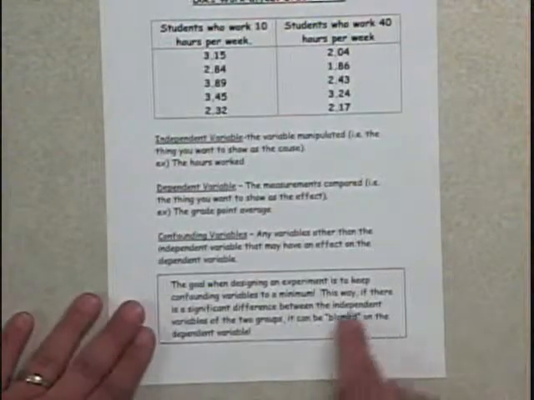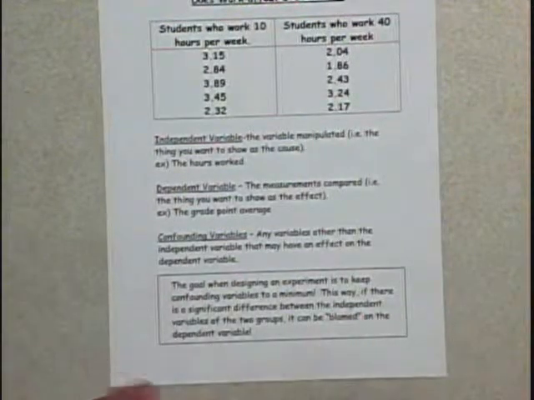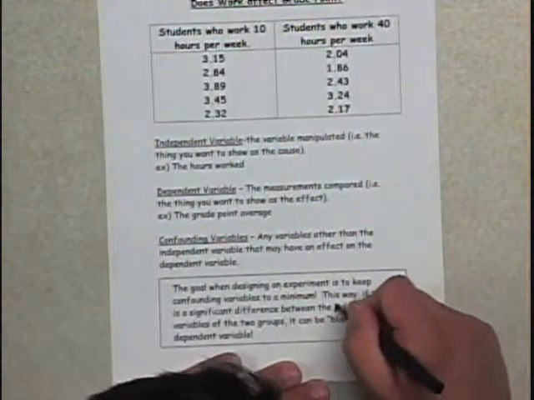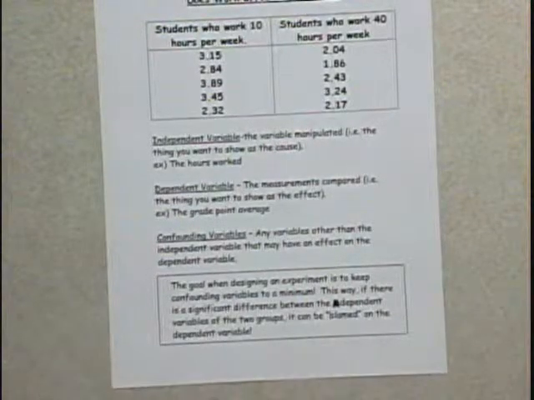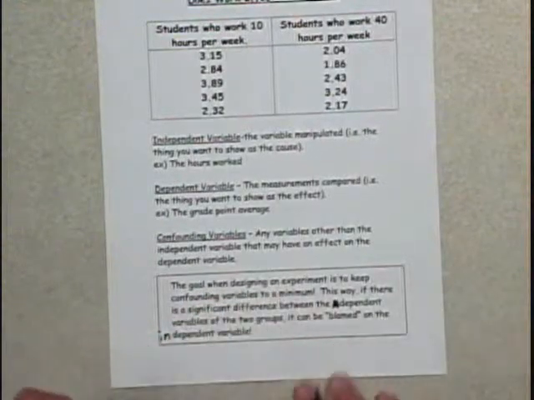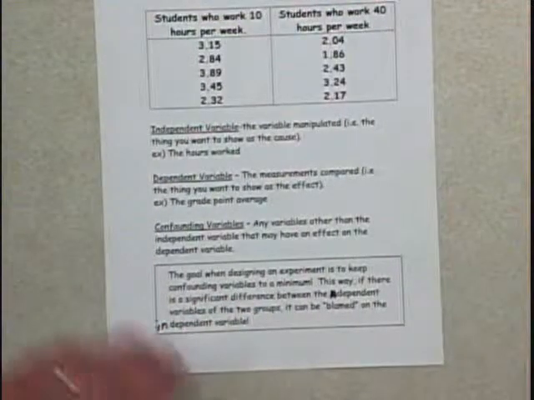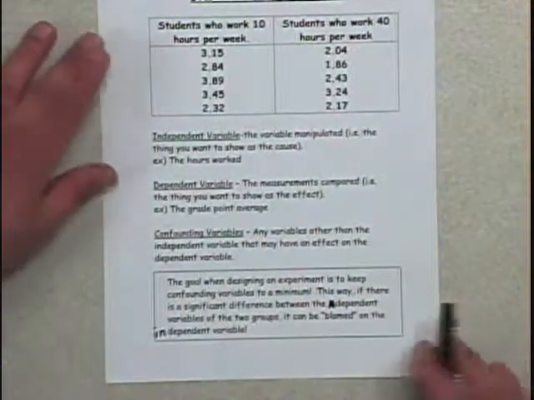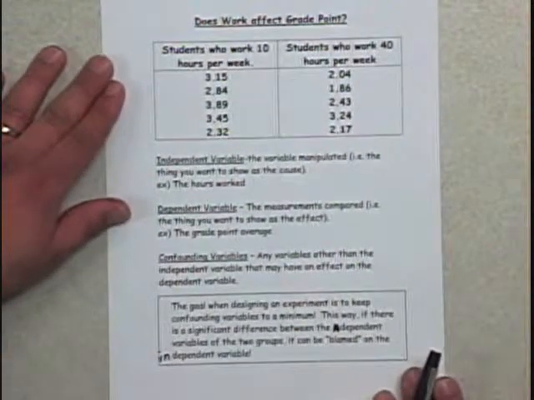This way, if there's a significant difference between the dependent variables of the two groups, it can be blamed on the independent variable. Sorry, this should say dependent variable, my mistake here. So what it means is if there is a significant difference between the dependent variables down here, you can blame it on the independent variable. Okay? And so that's the idea of the experiment.